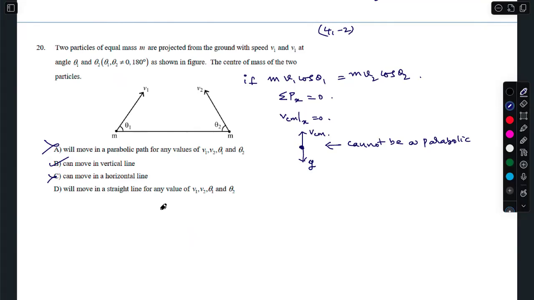Can it move in a straight line for any value? No, only if this is satisfied does it move in a straight line path. Otherwise, it is a parabolic path. Why? Otherwise, the center of mass will have some velocity like this, if m1 v1 cos theta 1 is not equal to m2 v2 cos theta 2. In fact, both the masses are the same.